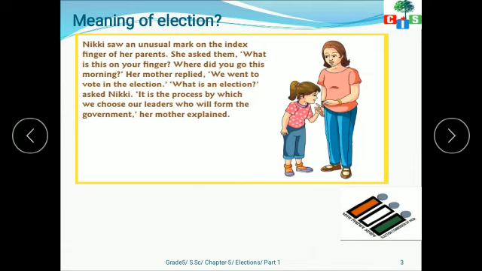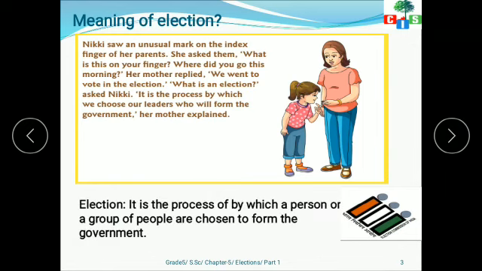Nikki saw an unusual mark on the index finger of her parents. She asked them, "What is that on your finger? Where did you go this morning?" Her mother replied, "We went to vote in the election." "What is an election?" asked Nikki. "It is the process by which we choose our leaders who will form the government," her mother replied. So this is what election is. I think all of you understand the meaning of election. Election is the process by which a person or a group of people are chosen to form the government.